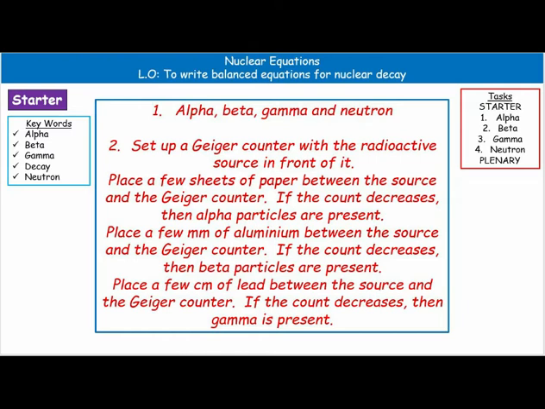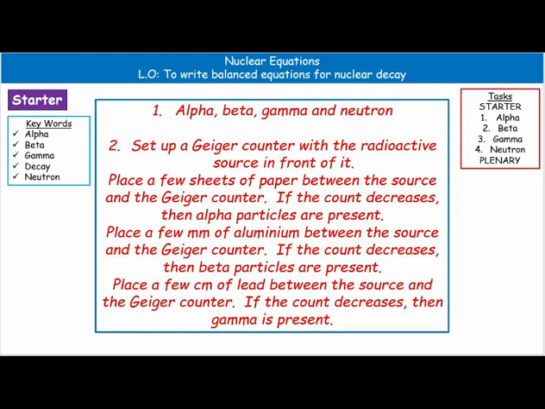For the second one, the experiment that we could actually do, there's several marks available for this. So give yourself a tick if you said we're going to use a Geiger counter with the radioactive source in front of it. Your next mark comes if you said we place a few sheets of paper between the source and the Geiger counter, and you get another mark if you said that if the count decreases, then alpha particles are present. The next mark is for saying we place a few millimeters of aluminium between the source and the Geiger counter, and if the count decreases, then beta particles are present. So give yourself a second mark for the comment about beta particles.